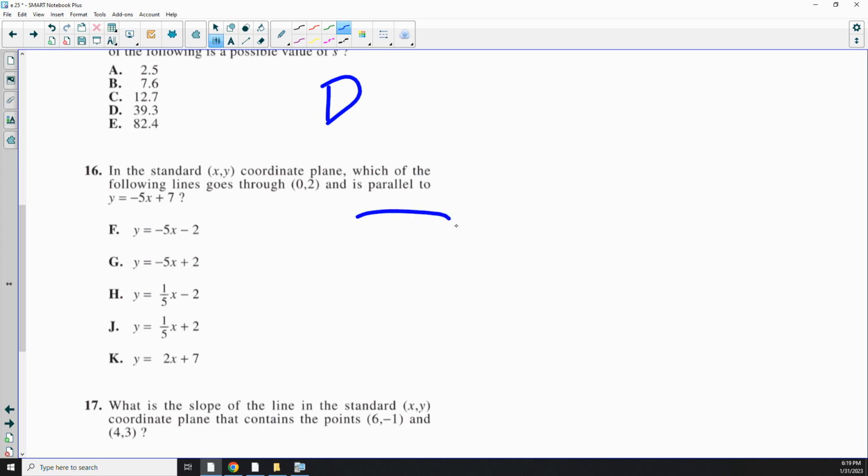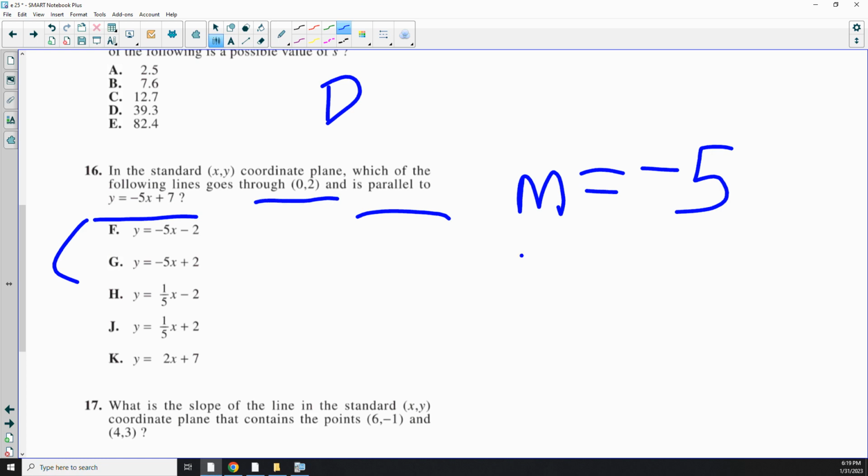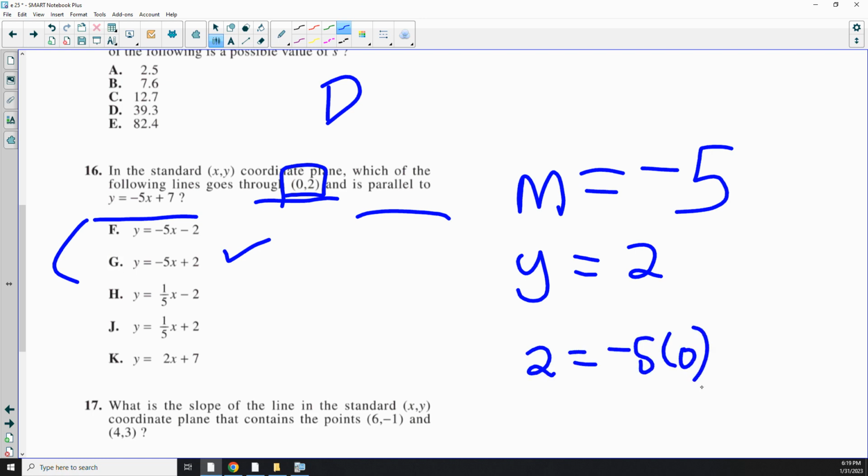Okay, what's this? It's parallel to, so it has to have the same slope of -5, so that reduces to right here, just F and G, and its y-intercept is 2. You can also plug in 0, 2 for X and Y to see that the answer is G, because if you plug in 0, you will get 2 for the answer. So G is the correct answer.